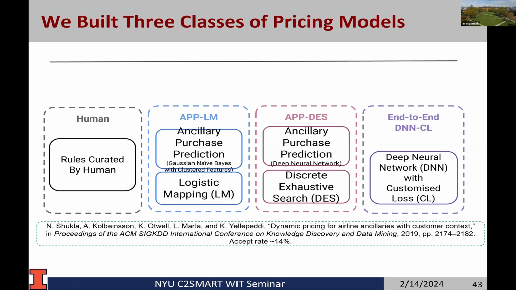So we built multiple classes of pricing models. Often the current standard of industry practice is that the rules are curated by a human. So how much to charge somebody for a bag or extra leg room and so on, this was just built in a somewhat random way. Now we created machine learning models that are two-stage models, ancillary purchase prediction. We have a predictive model followed by a decision-making model using Gaussian naive Bayes or deep neural networks.